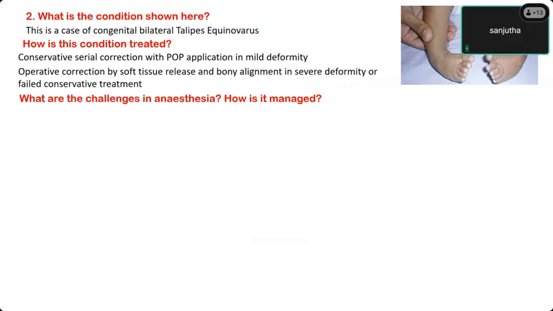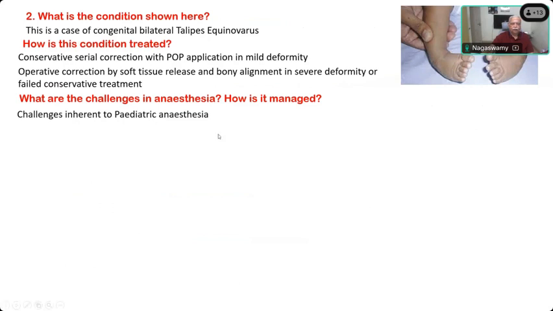Number 1, pediatric patients, sir. Fantastic. That is the answer you are going to say every time. The challenges of pediatric anesthesia are the first and foremost challenge, inherent to pediatric anesthesia. Then it can be associated with neuromuscular disorders, and you have to rule out any congenital defects in other systems.